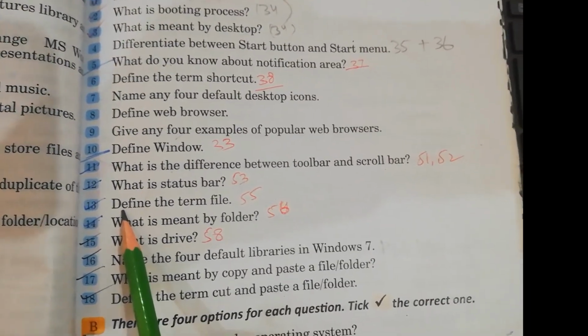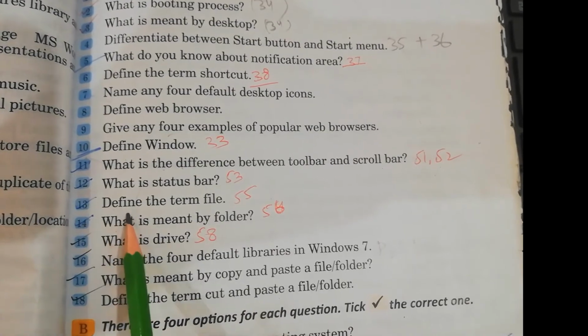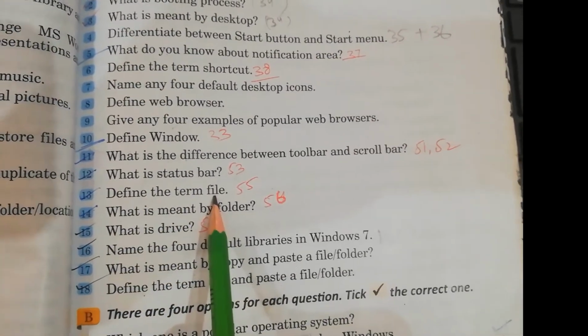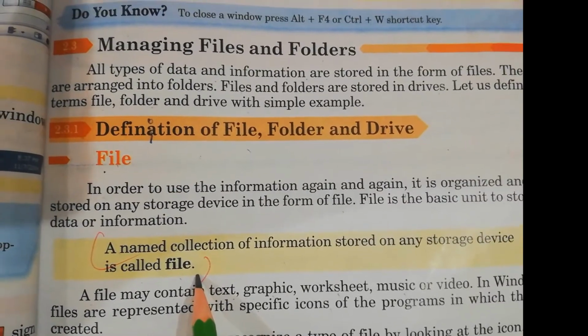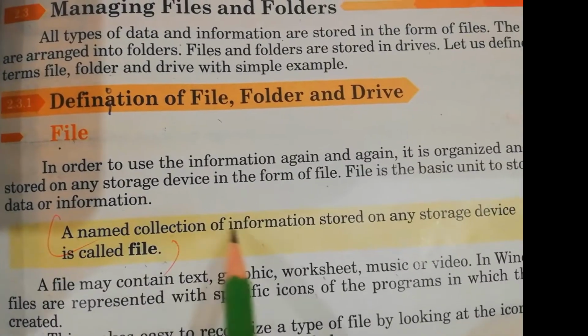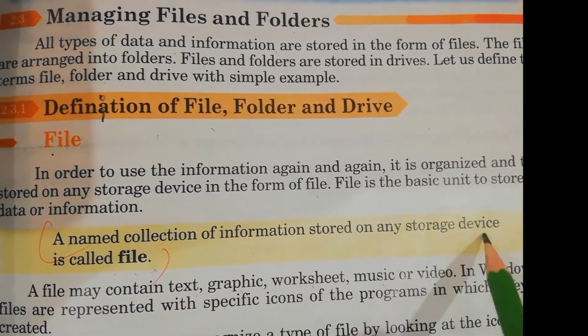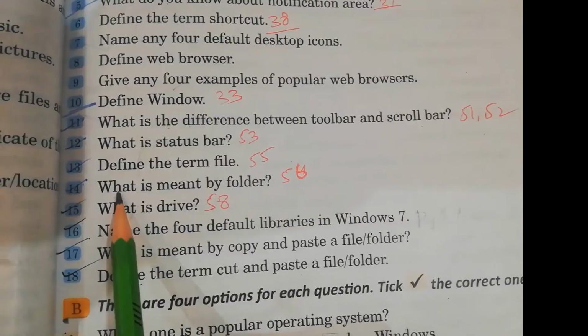Now move to the exercise. We are going to cover exercise A. Question number 13. Define the term file. Its answer is on page number 55. A named collection of information stored on any storage device is called a file.